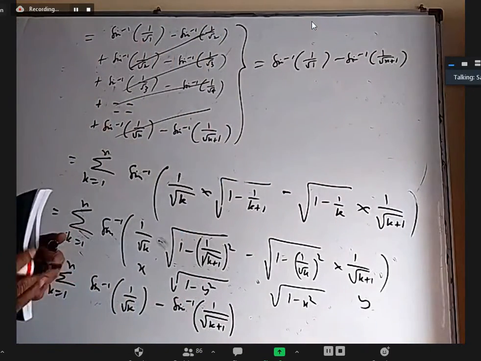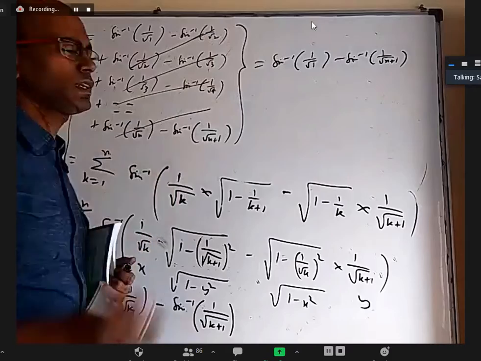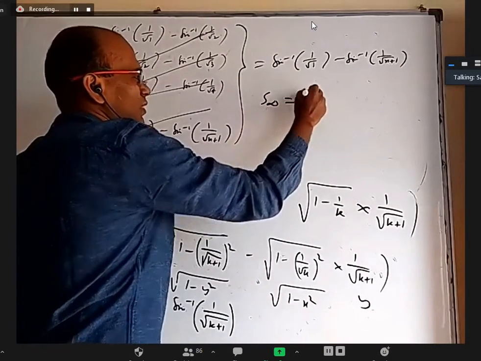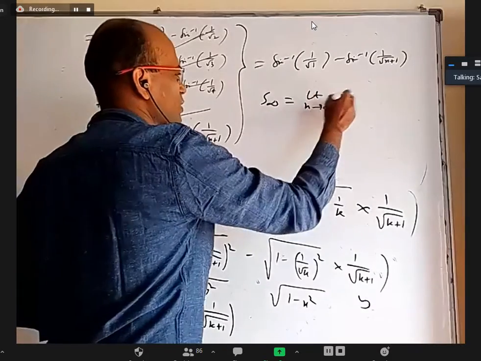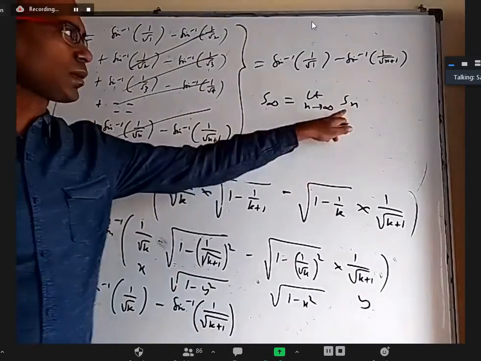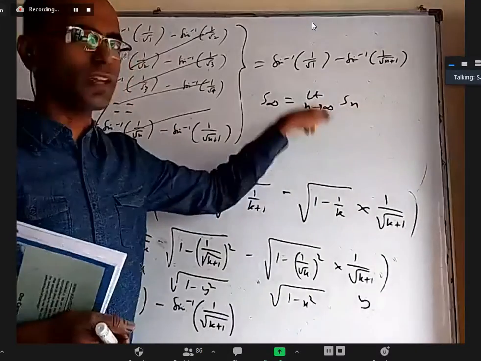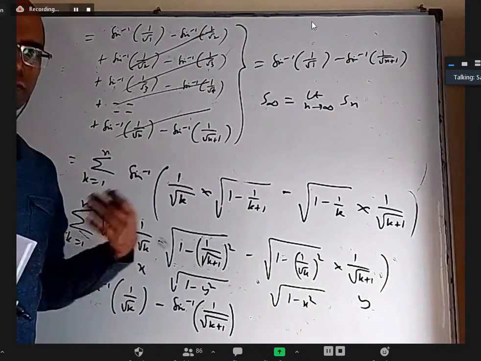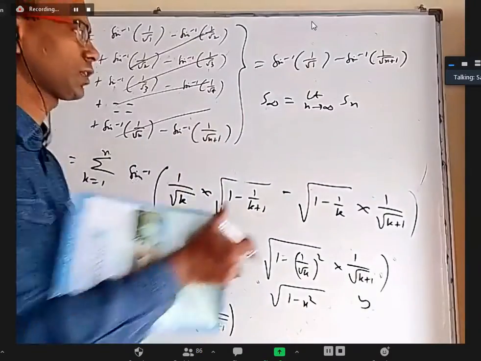If they want up to 10 terms, 20 terms, 30 terms, I would have substituted those numbers here. But now they want the sum of infinite terms, which is limit n tends to infinity of Sn. Whenever you want the sum of infinite terms, actually you have to find the sum of n terms. And when n is tending to infinity, what is that sum tending to? That is called S infinity. Because if the limits are valid, now I can safely talk about it.